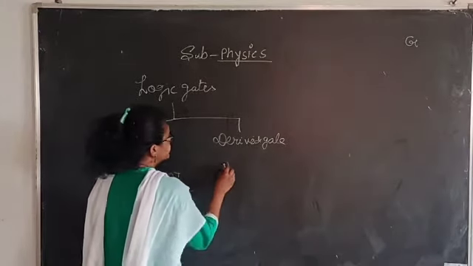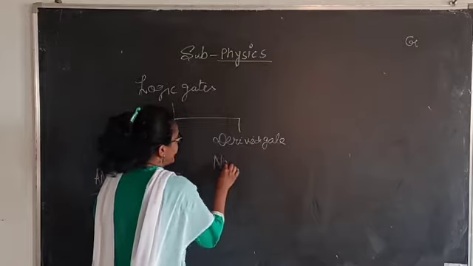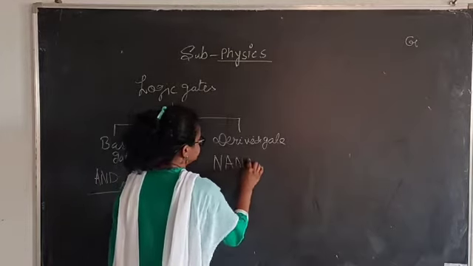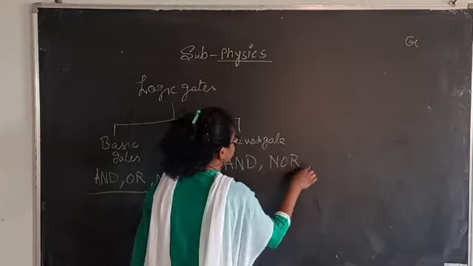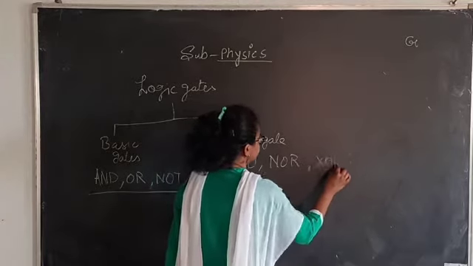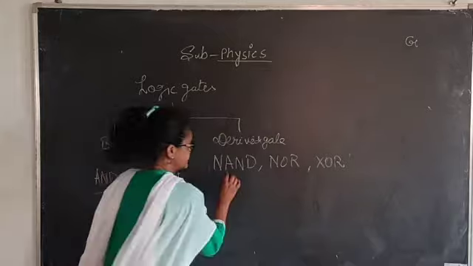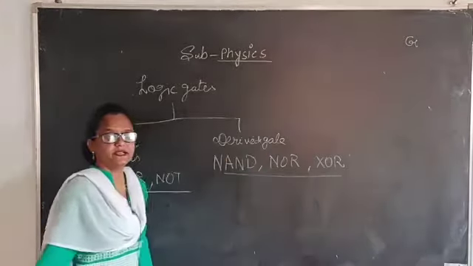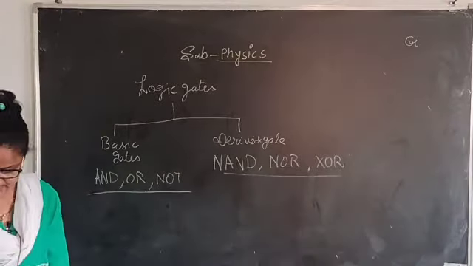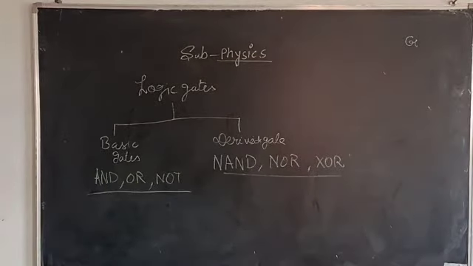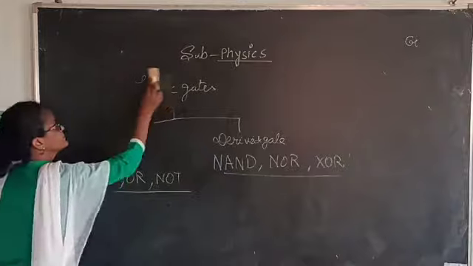Now the derived gates are NAND, NOR and XOR. These are the derived gates. This we'll study in our next video. So from this we'll start with the OR gate.